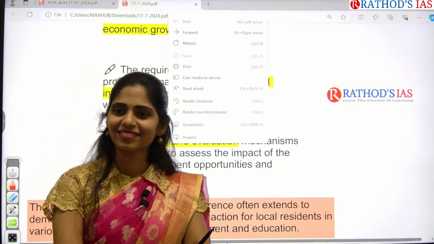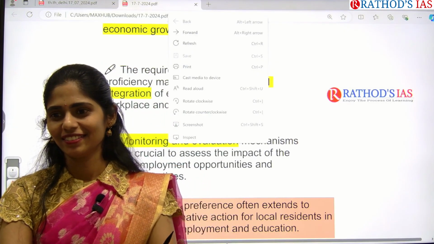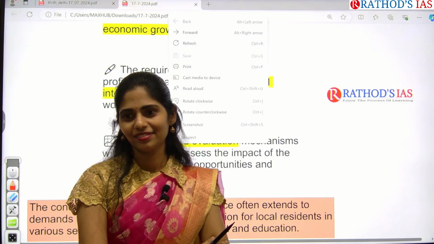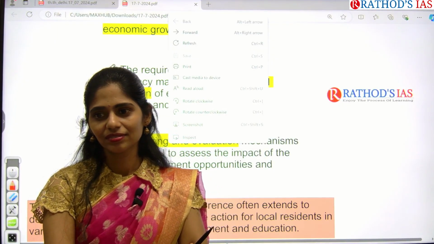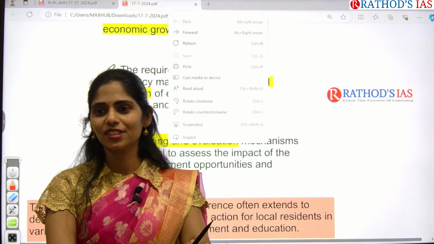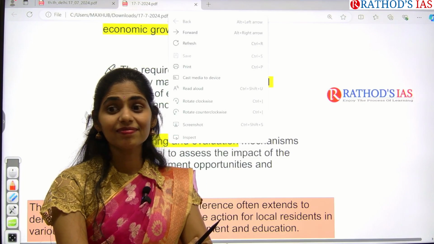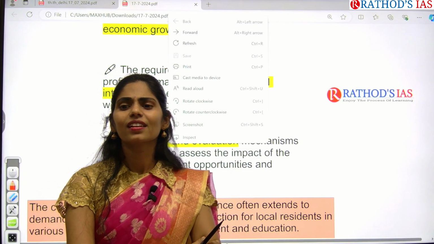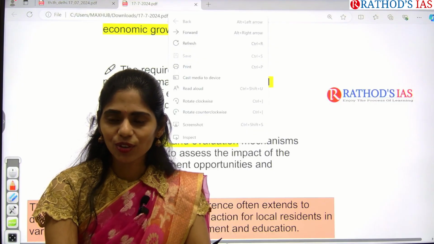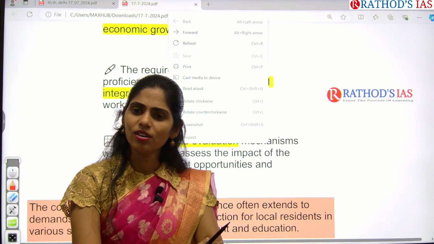Mani sir, sleeping mode activated. Tell me now. No idea. Sir, Manoj. Local unemployment can increase. How?